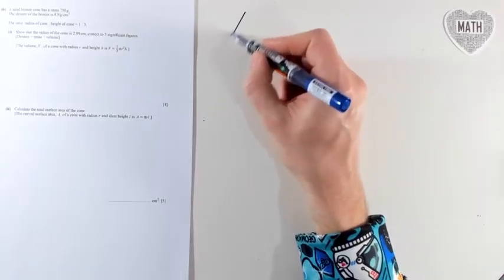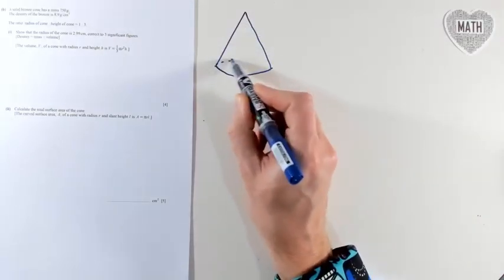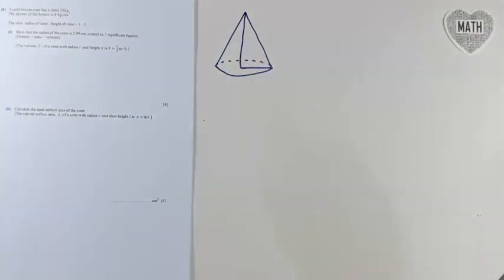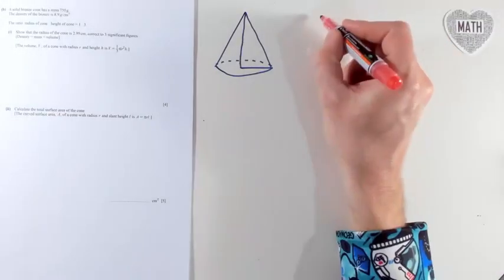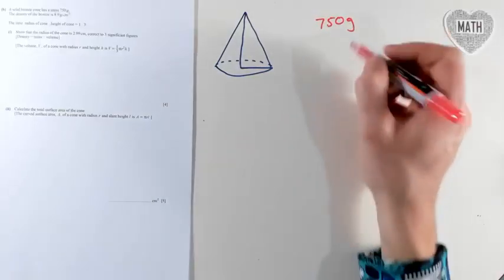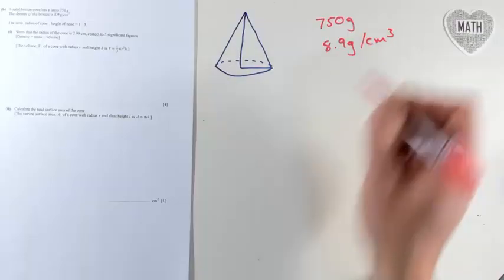Let's take a look. So they're saying a solid bronze cone. Okay, so I'm going to draw the cone just for myself. There's a cone. There we go. And this cone would have a radius and it would have a height. Beautiful. A solid bronze cone has a mass of 750 grams. I'll just write here 750 grams. And I know the density of bronze is 8.9 grams per cubic centimeter.